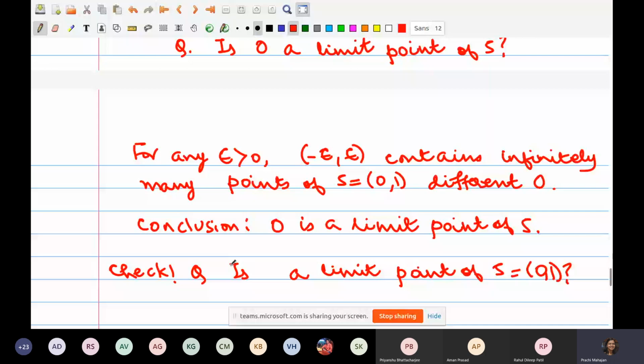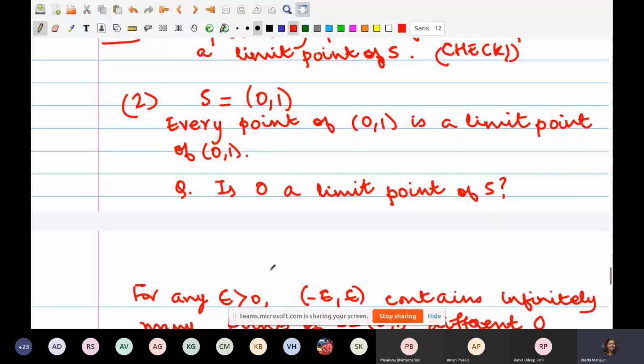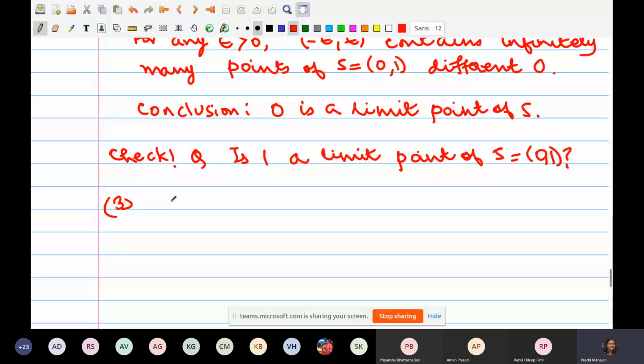If this example is okay, there is one more example that I would like to talk about. Let me stick to the Euclidean metric and let me change my set. Let me consider this set. My set is the open interval (0, 1) union the point 3.